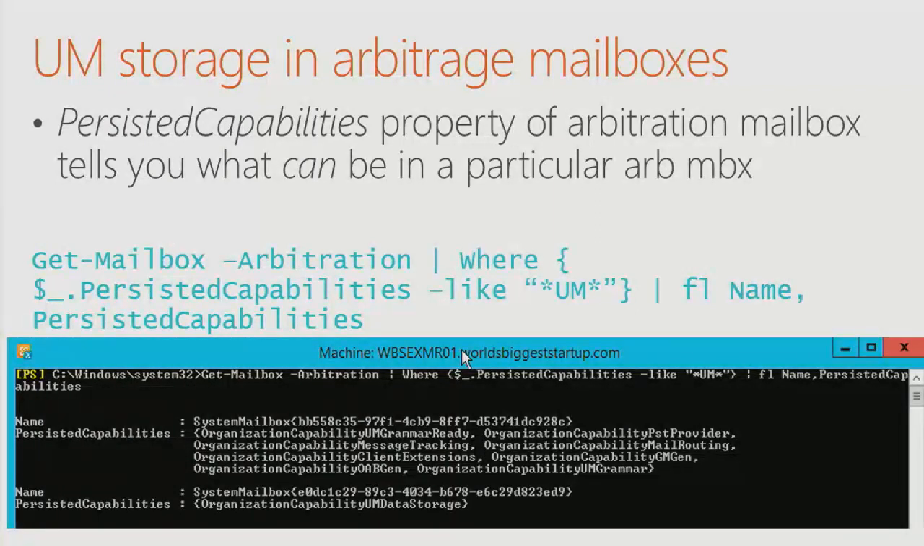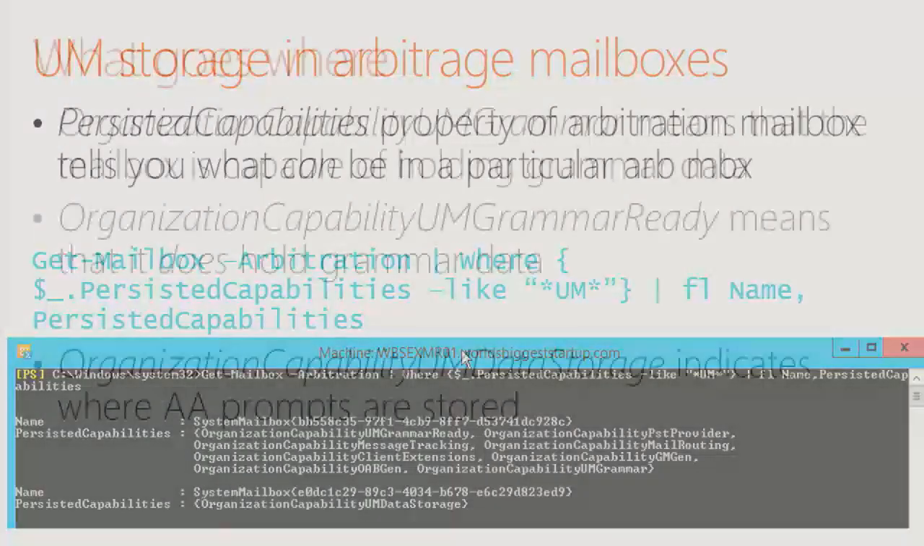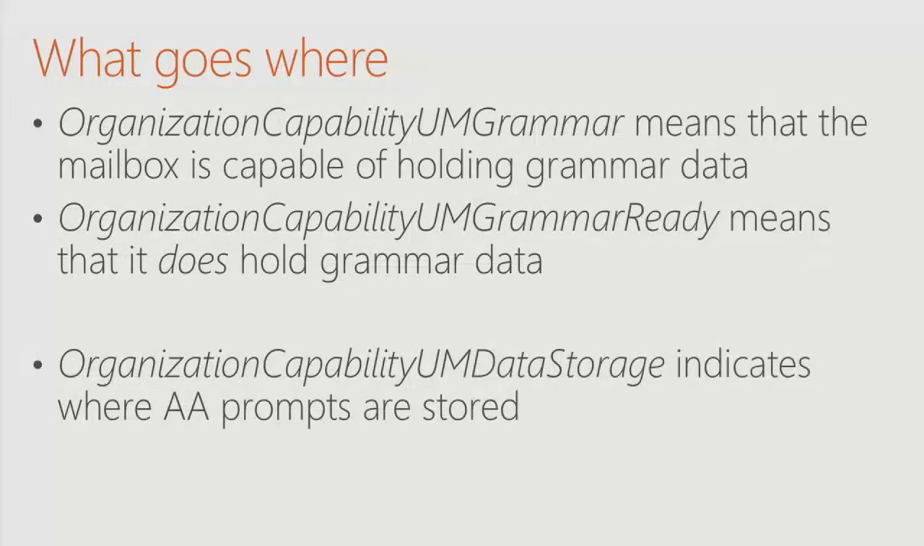And then notice this one, with the GUID ending with DC 928C, it's got a bunch of other additional capabilities listed. Whereas this one only, the ED9 arbitration mailbox, only has the capability of prompt storage. So organization capability grammar means that the mailbox can be used to hold the grammar that's generated by the GAL grammar generator. How many of you are familiar with grammar generation in 2010?